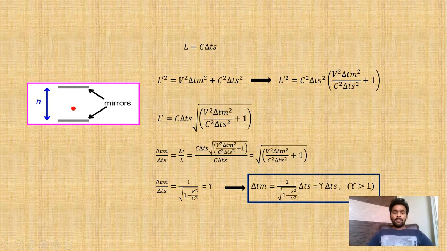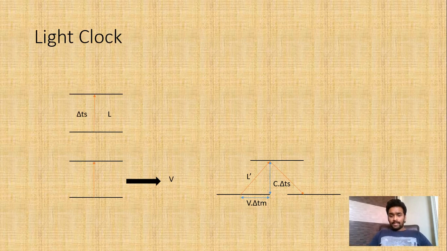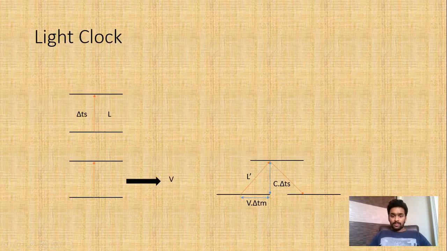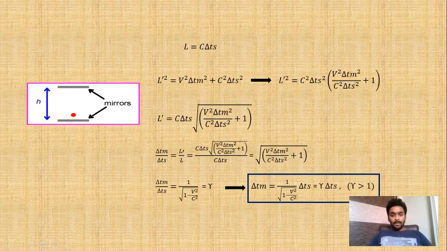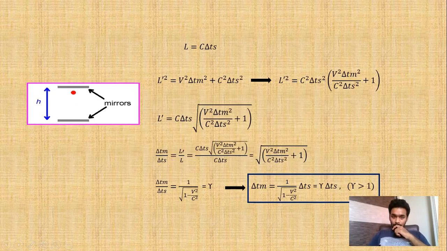So before going into that, I have a simple derivation. You can see L is nothing but c delta Ts, as I said before. L is the distance traveled by the photon in the stationary clock, and L dash is the distance covered by the photon in the moving clock. So I can write L dash square by using Pythagoras theorem. The square of the hypotenuse is the sum of the squares of the sides. So L dash square is v square delta Tm square plus c square delta Ts square. After some manipulations, I can say L dash is c delta Ts into root of v square delta Tm square by c square delta Ts square plus 1.